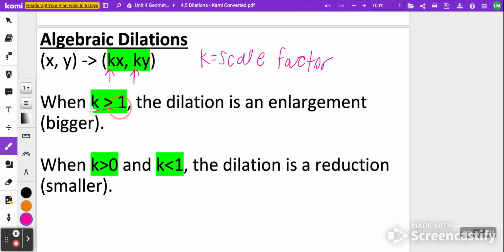When K is greater than 1, the dilation is going to be considered an enlargement, which just means it's going to get bigger. But when K is greater than 0 but less than 1, the dilation is a reduction, or smaller. Like we're thinking like 1/2, 1/4, 1/3, 2/3. These are all less than 1 but still bigger than 0.